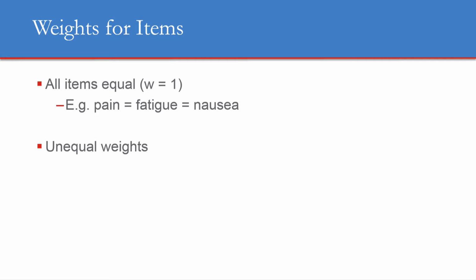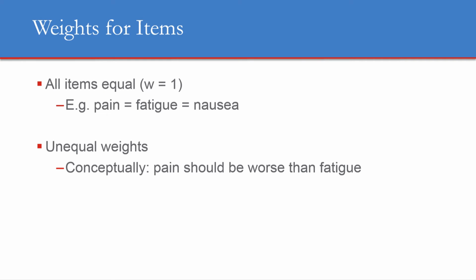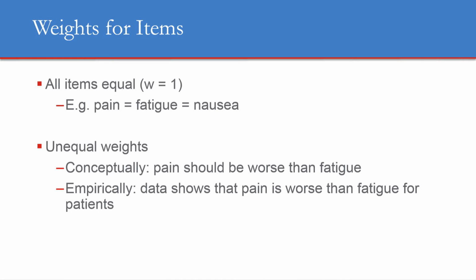Sometimes we may assign different weights to our measure because we think our variables make unequal contributions to it. For example, we may conceptualize that pain could be worse than fatigue and assign a different weight to pain from that of fatigue. We may base weights on empirical evidence. If data shows that pain is worse than fatigue for the patients, more weight would be assigned to pain. Validation of a scale should include issues related to the weighing of the items.